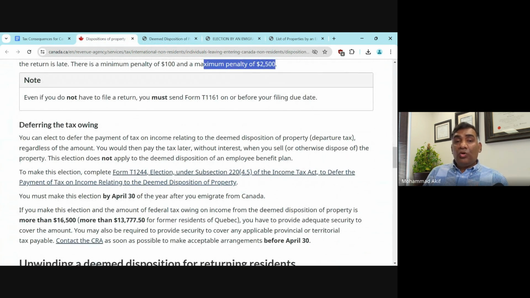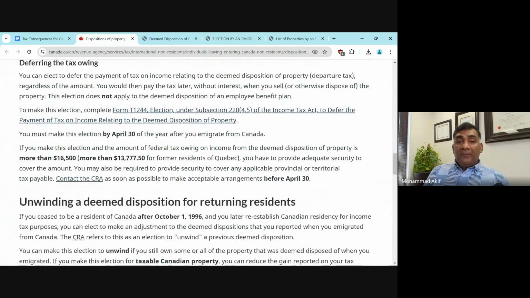If you do owe taxes of more than 16,500 on the deemed disposition, we do have an election where you can defer taxes, and that comes with security. So in a case where you have more than this, the CRA will ask for security, and the security can be in a different form. It could be another property that you can secure against taxes. If it's something less than this, the CRA agents are really helpful, and they are able to defer your taxes.